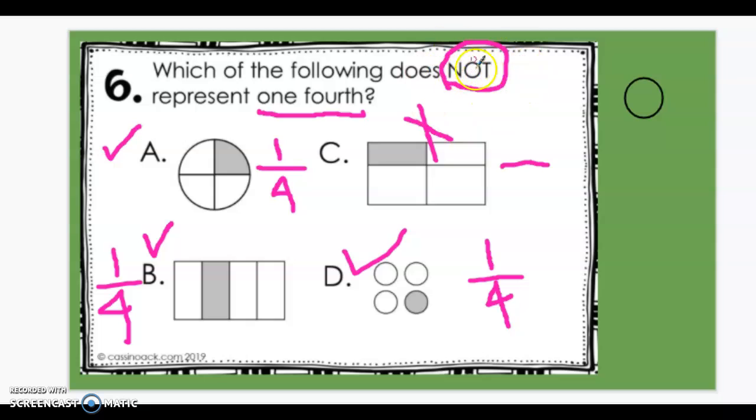So when you're looking for the one that does not represent 1/4, you have 3 check marks and 1 X. So you're going to circle the answer choice with the X next to it.